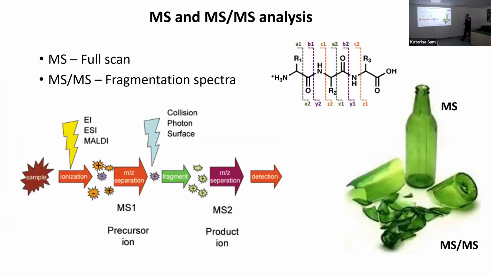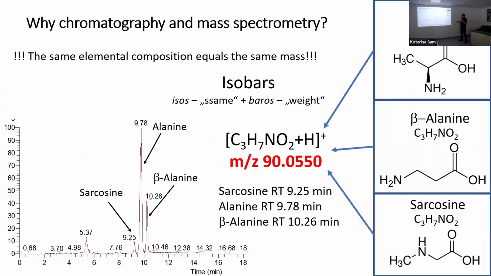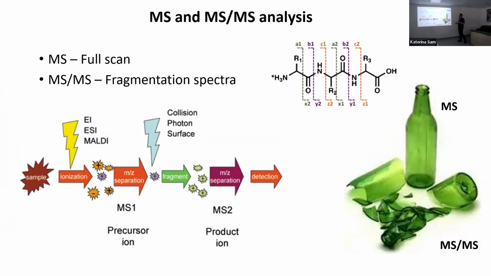Okay, we have the full scan. If we go back, this is the full scan, because I measured the molecules without fragmentation. But I have the possibility for fragmentation, and we use this fragmentation. We say MS/MS analysis or MSn analysis, and we use this special type of measurement for the identification of the compounds.